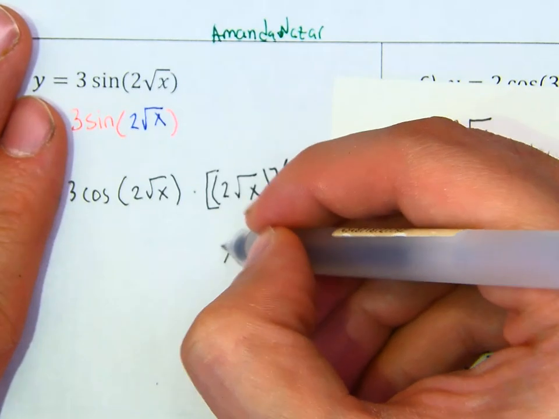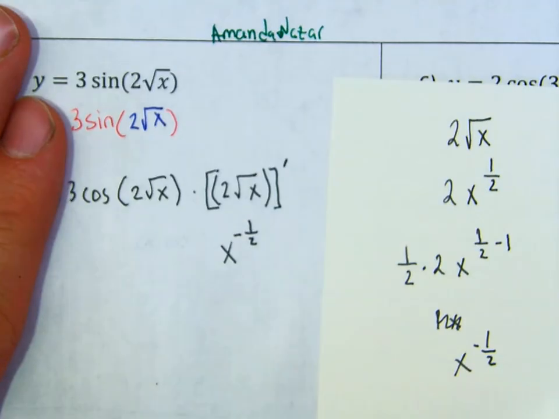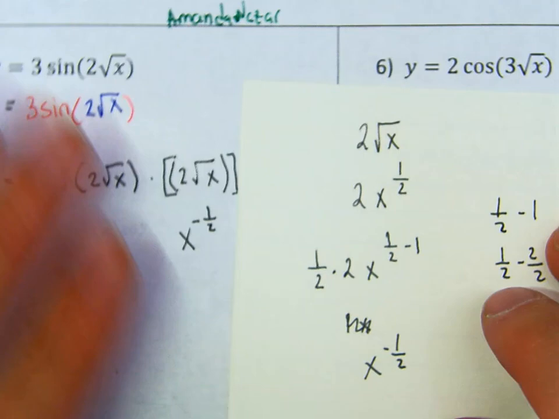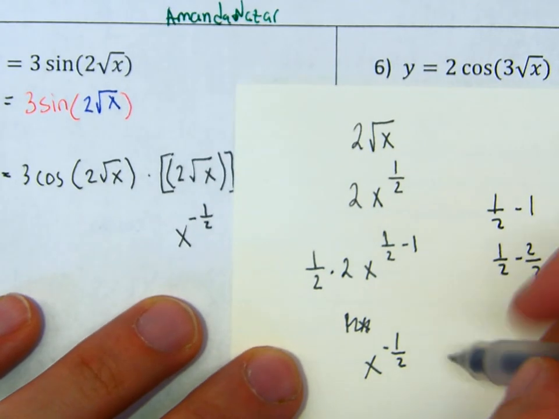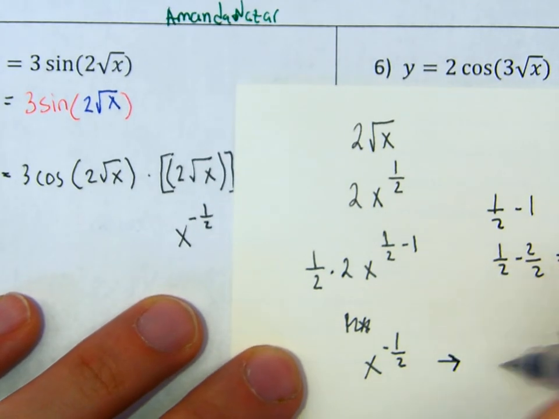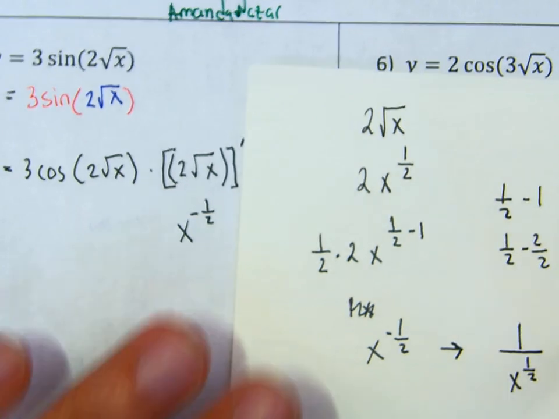So here, this is x to the negative 1 half, right? And then also remember, what is x to the negative 1 half? We could simplify this a little more. This could be 1 over x to the 1 half, which is equal to 1 over the square root of x. Okay?